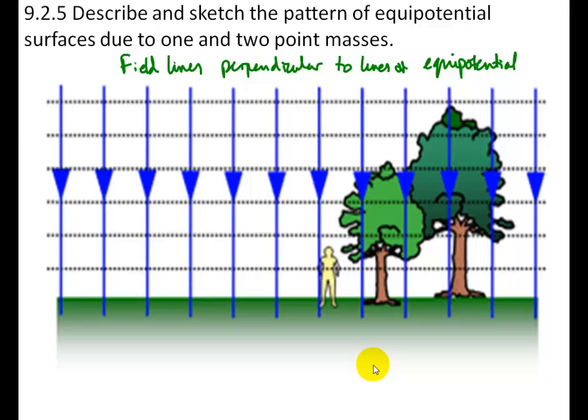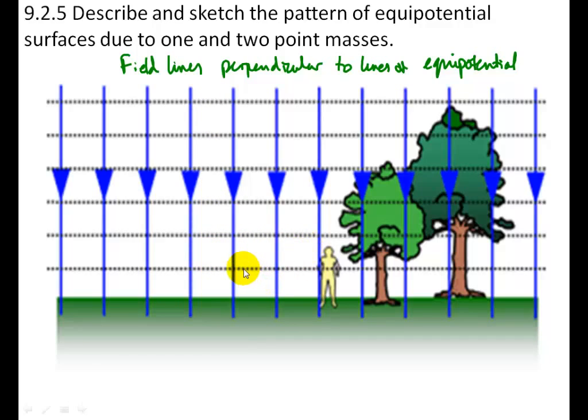Describe and sketch the pattern of equipotential surfaces due to one or 2 point masses. This is what the lines of equipotential look like on the Earth. These blue lines are the field lines, which are moving downwards. The lines of equal potential, or equal height if you like, are always at 90 degrees to the field lines. Note that they're also equidistant, which means the field strength is not changing.